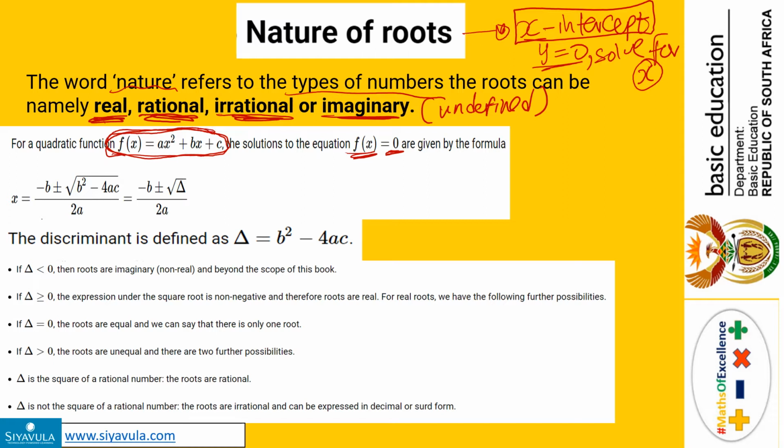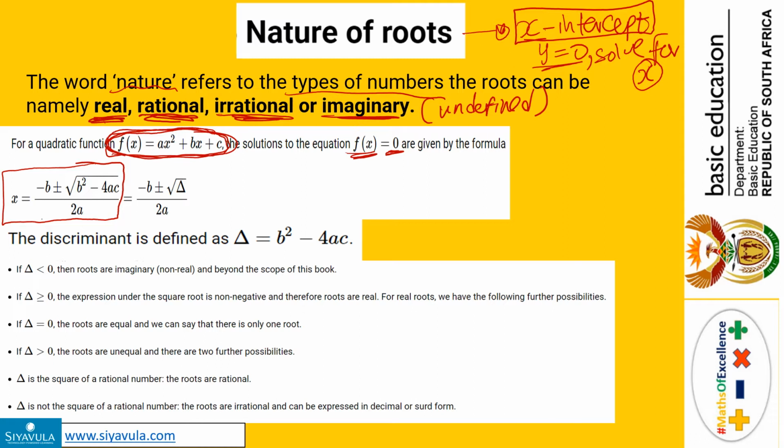So we have this quadratic equation. It's in its standard form, ax² + bx + c. If we want its roots, we just equate f(x) to 0. But we know that in order to solve for x, one can use the quadratic formula. You can see that is the quadratic formula: x = (−b ± √(b² − 4ac)) / 2a, right?